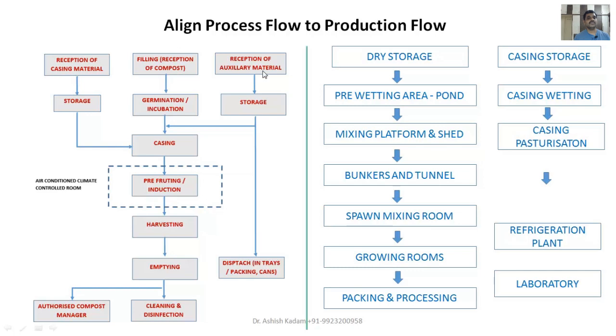Now for all these three materials we need to have storages, we need to demarcate the storages. So all this material will first go into the storage areas. From the storage areas, they will go into the place where you are going to utilize them. For example, the compost: if you are procuring this compost from a third party source, then you do not need to store the compost on your farm. You can directly use this compost for filling the beds or the bags in your growing rooms.